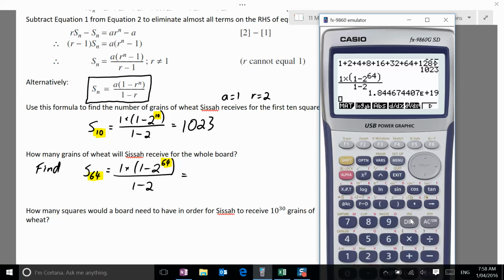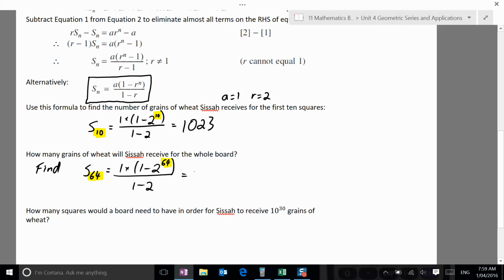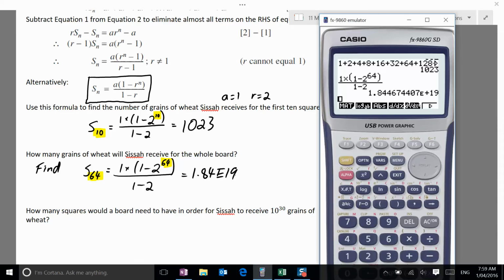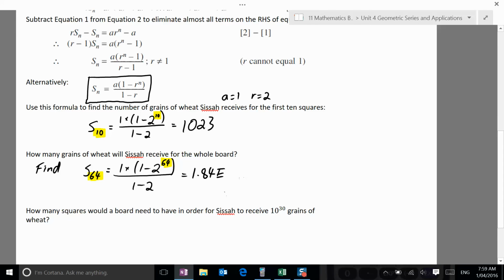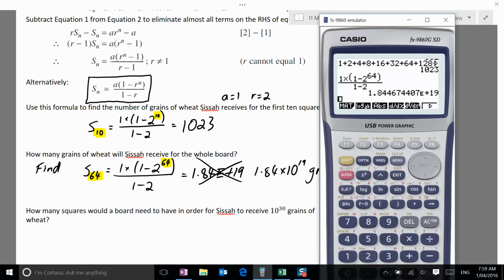Whoa, enormous number. 1.84 E plus 19. If you ever write that on an exam, I'm going to give you detention, because that's bad. This means 1.84 times 10 to the power 19 grains of rice. That's your calculator's way of showing scientific notation.